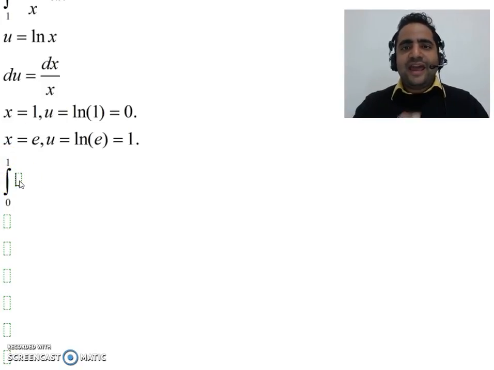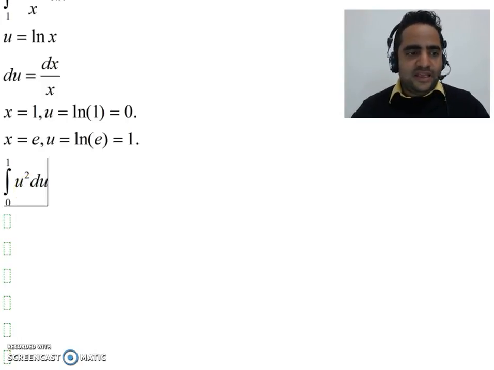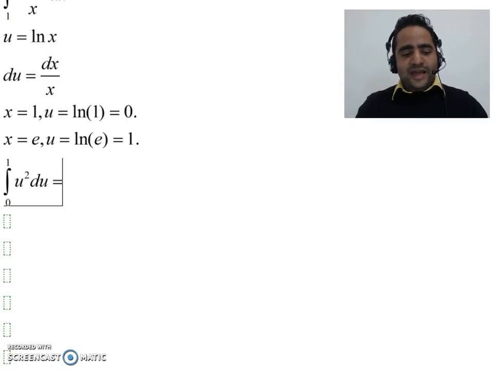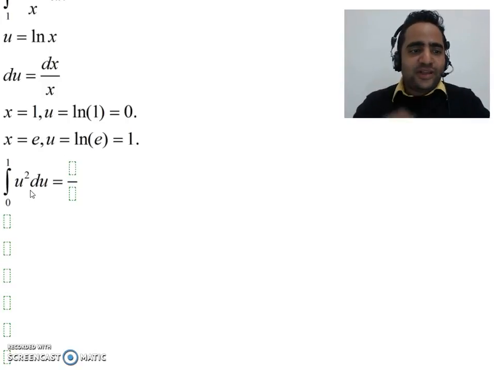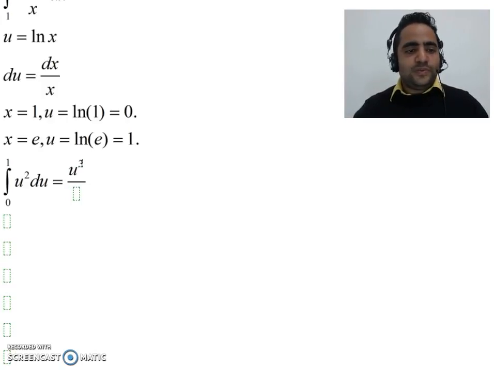And instead of ln x, we're going to get u. We know it's squared from the original function. And instead of dx over x, we just get du. And that's all we're supposed to integrate. To do that, we have to use the integration of a power. In this case, this becomes u cubed divided by 3.